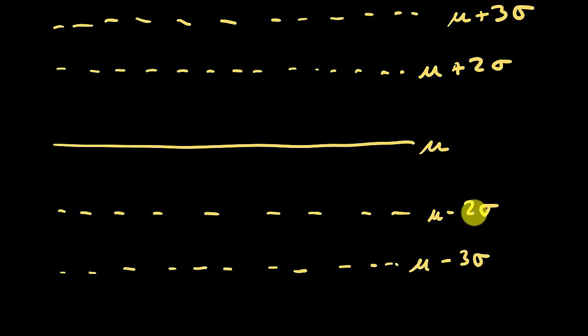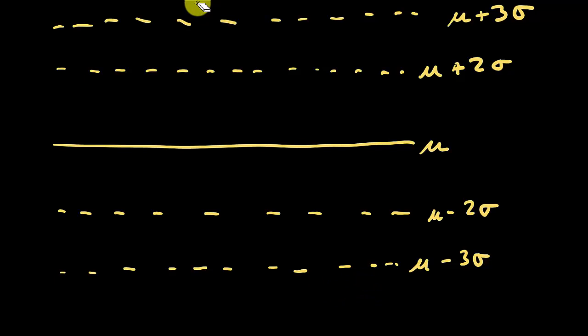All right, so if we have an out of control signal 1, that means we have a point above mu plus 3 sigma, or we have a point below mu minus 3 sigma. Now you don't have to have both of these, just one or the other, or you could have both.